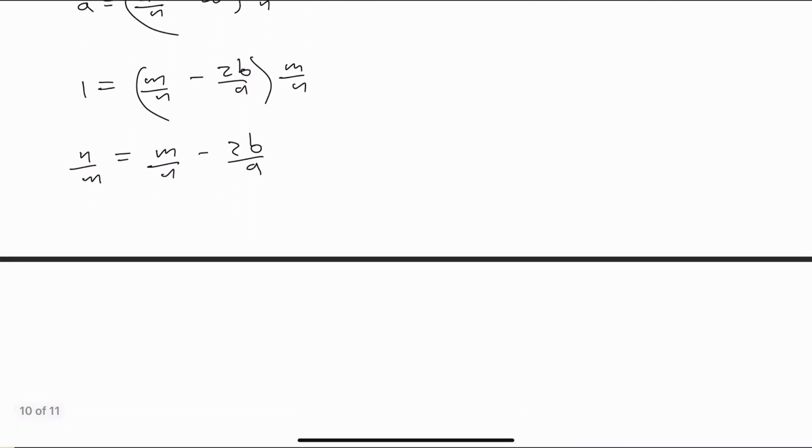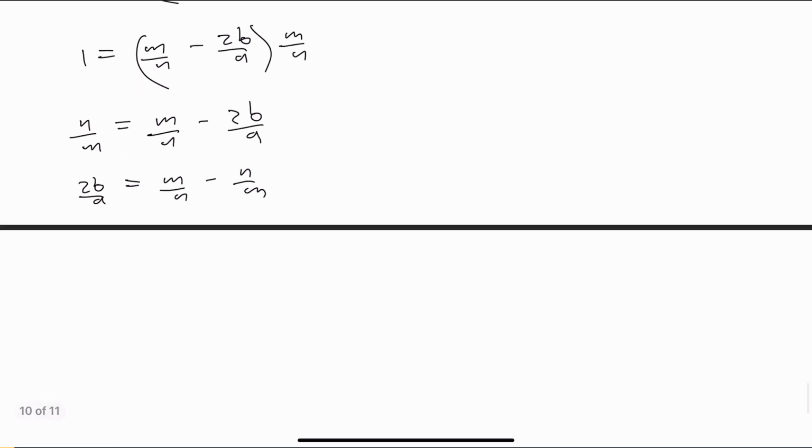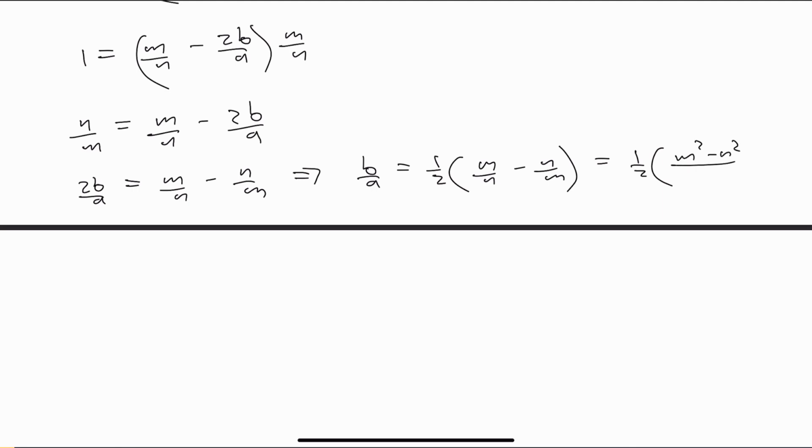So now we can rearrange to get 2b all over a is equal to m all over n minus n all over m. So I've simply brought this to that side, and I've brought this to that side, a little swapperoo. And this implies that b all over a is equal to half times m all over n minus n all over m. And this is the same as if we just put this as one fraction, we get m squared minus n squared all over mn.